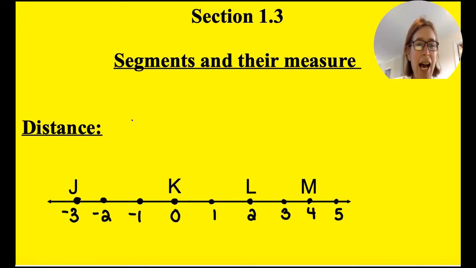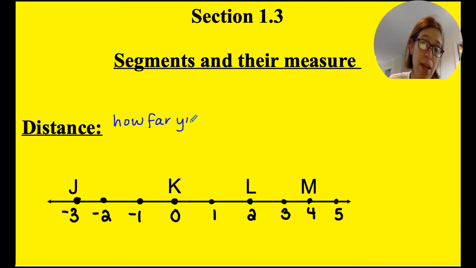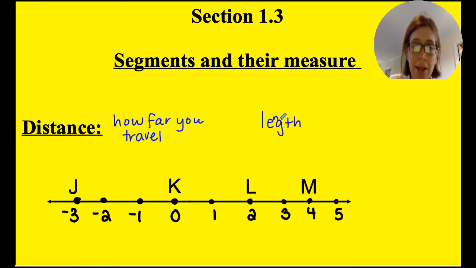So today we're going to be talking about distance. When we talk about distance, like if you're driving in a car, the distance is how far you've traveled. Well, distance on a number line is actually the length of the segment. So when we're looking for the distance between 2 points, we're looking for the length of the segment.